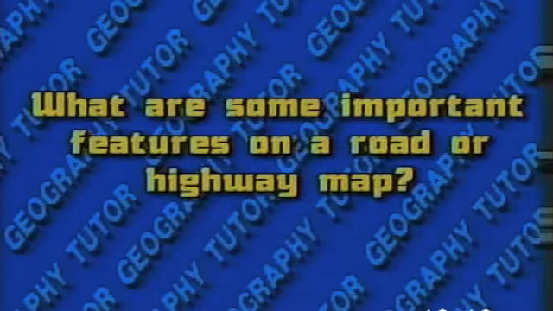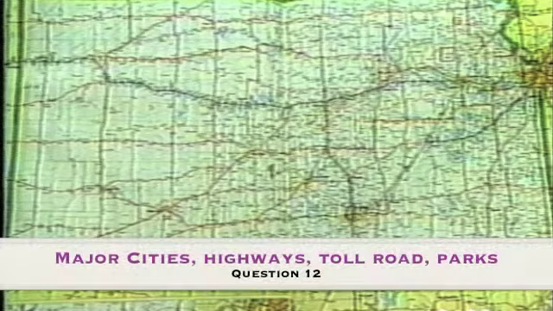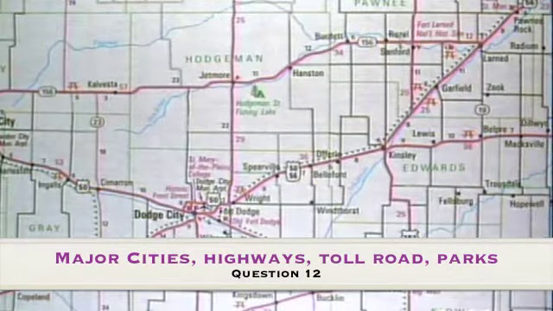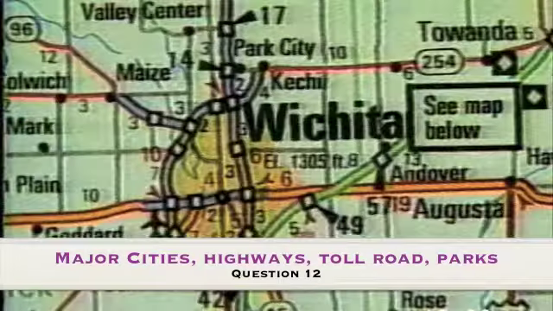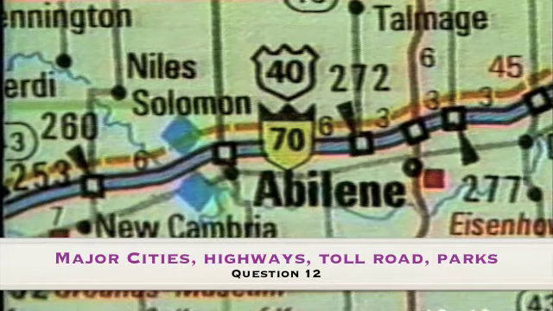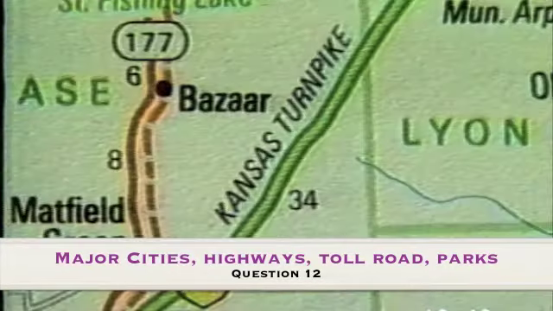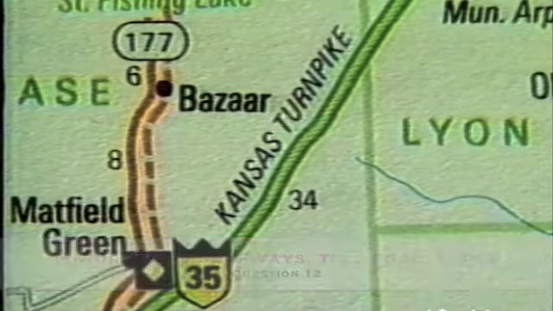What are some important features on a road or highway map? This is a road map of Kansas. As you can see, most of the state's major towns and cities are located on the map. The names of larger cities are printed in larger letters, and some metropolitan areas such as Kansas City, Topeka, and Wichita are shaded in. Of course, major highways, toll roads, and state roads are drawn on the map too.